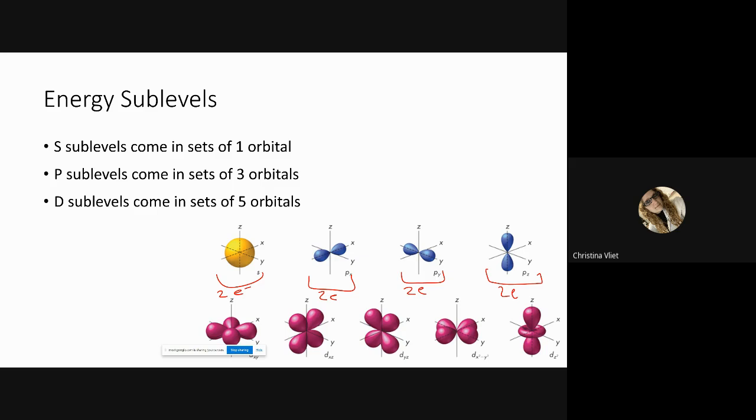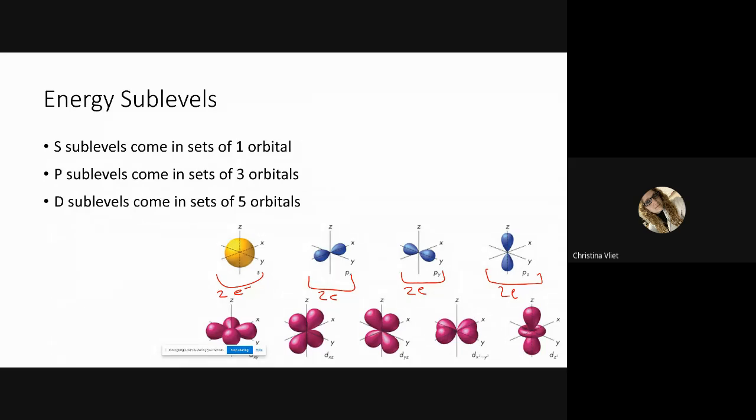This is a p orbital, right? But whenever I have a p section in my energy level, I don't have 1 orbital, I have 1, 2, and 3. It always comes in a set of 3. One that goes one direction, one that goes another direction, and one that goes a third direction. 1 x-axis, 1 y-axis, 1 z-axis. That's the way to understand it.